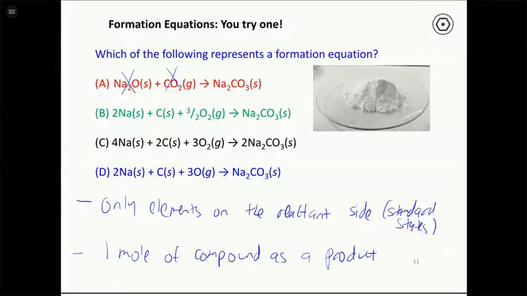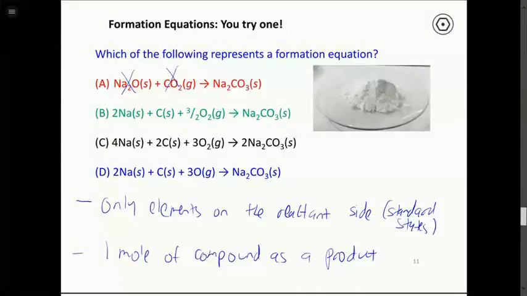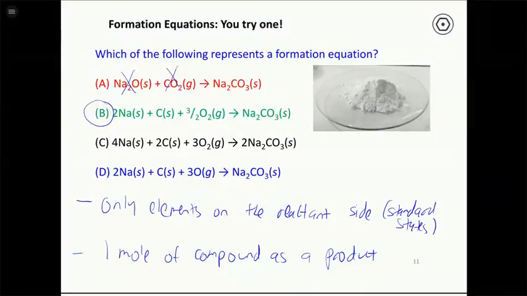If we look at choice B, it looks pretty good. We have sodium, Na, is the standard state for sodium, carbon, C, is the standard state for carbon, and then we have O2 is the standard state for oxygen. That's one of our diatomics. And the product side only has 1 mole of a compound, so that's going to be our correct answer. If we look at the rest of these, we see that in choice C, it's a balanced chemical equation. It's forming a compound from the elements, but we notice that we have a coefficient of 2 on the product side. And a formation equation only specifically refers to forming 1 mole of a compound. So basically, choice C is 2 times the formation of sodium carbonate.